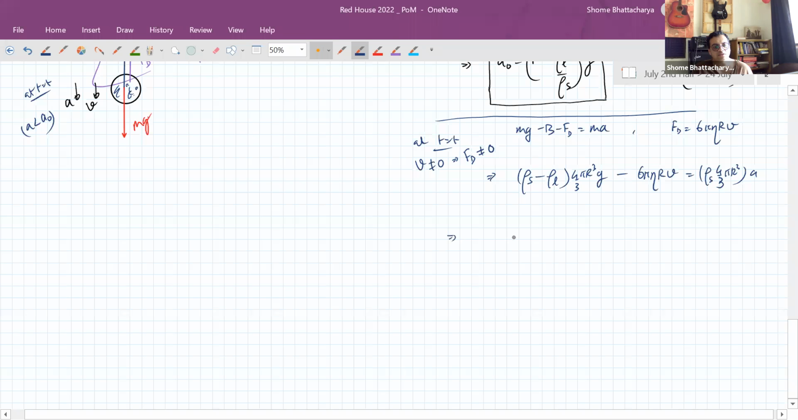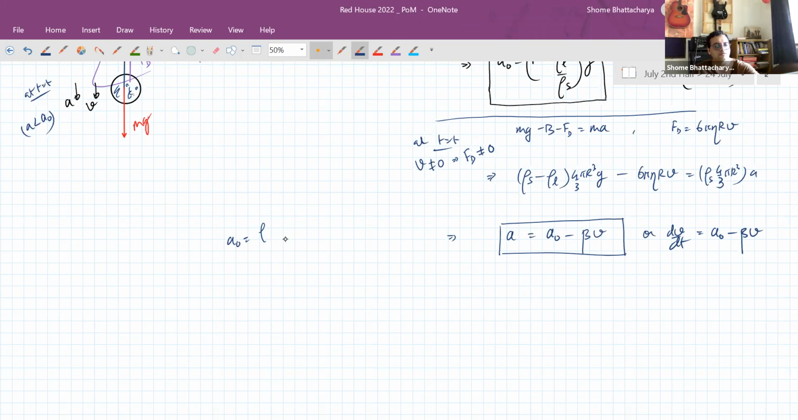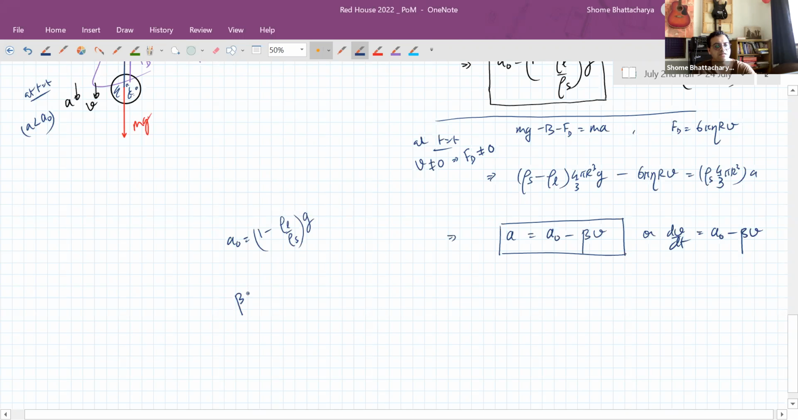Just tidying this up a little, we can see that we get acceleration as this divided by this, which you will see is actually our a naught minus some factor I'll write as beta into v. To get this relation, or dv by dt is equal to the initial acceleration minus a factor into v, where a naught we have just seen above is 1 minus relative density of the liquid with respect to the solid into g, and this factor beta will actually be 6 pi eta r divided by the mass. So this will become 9 by 2 eta upon r square into density of the solid.